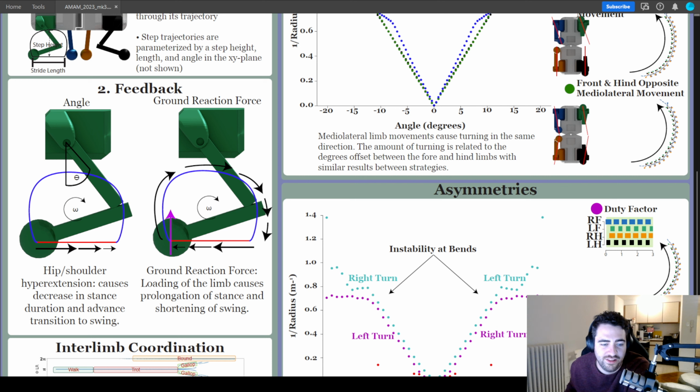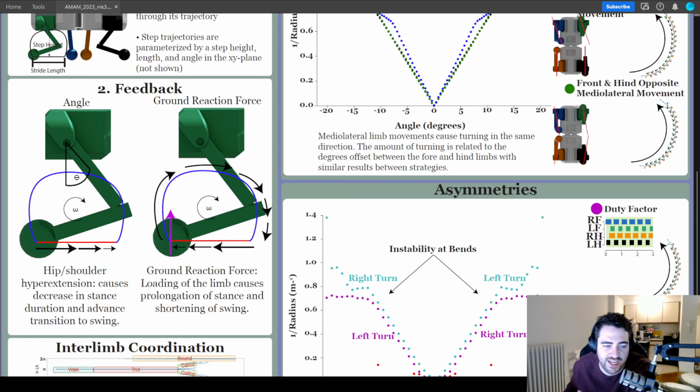And then on the other end, we're going to have this ground reaction force feedback, and it's going to have the opposite effect. So we have these two competing feedbacks where ground reaction force is going to record the loading of the limb, and it's going to prolong the stance phase and shorten the swing. And so this is actually going to decrease as we get further into swing and increase as we get further into stance.